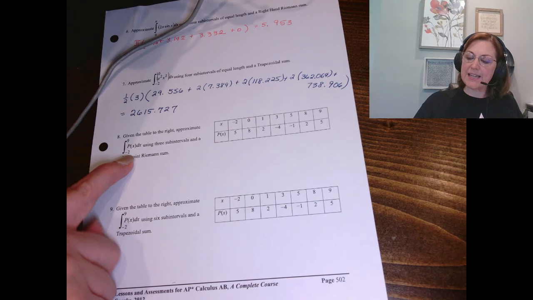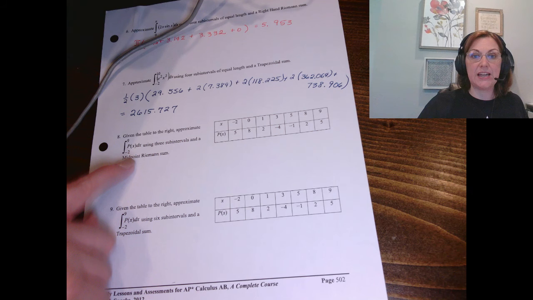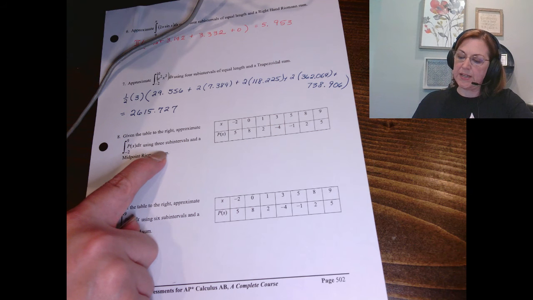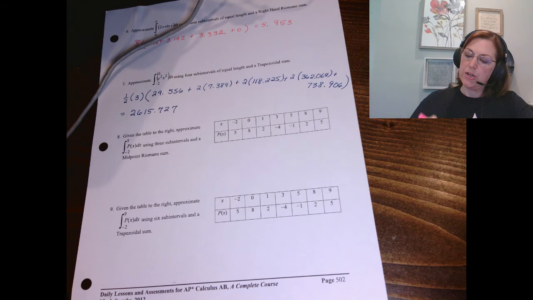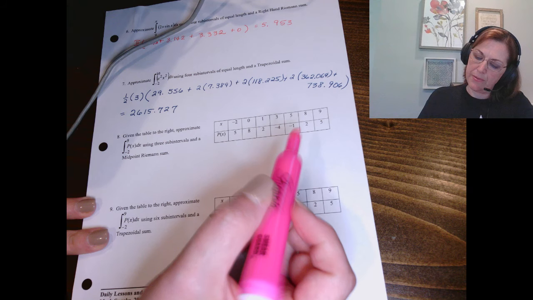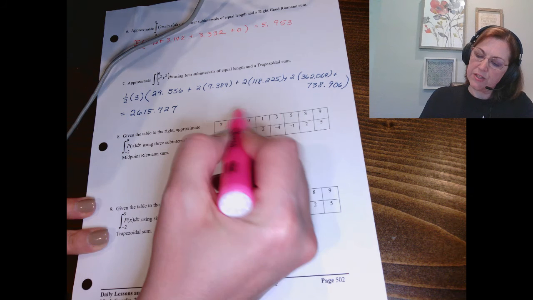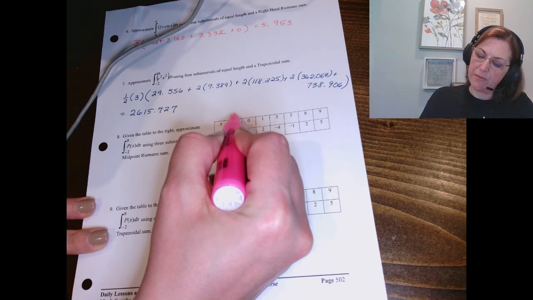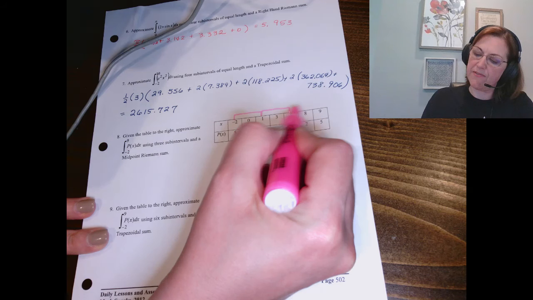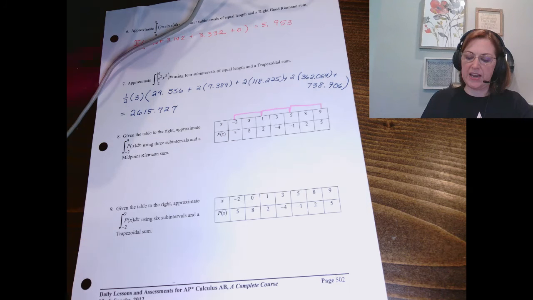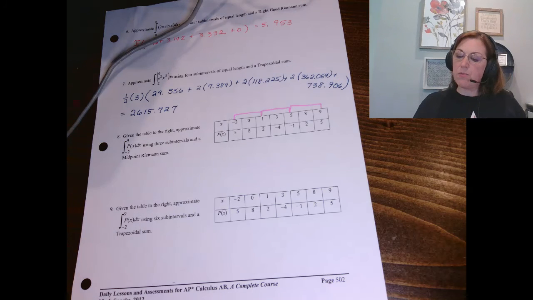This one we're asking to approximate the area from -2 to 9, and we want 3 subintervals. So let's divide that up. So we're going to go from -2 to 1, then we're going to go from 1 to 5, and we'll go from 5 to 9. So my widths are different. I'll have to be careful with that.